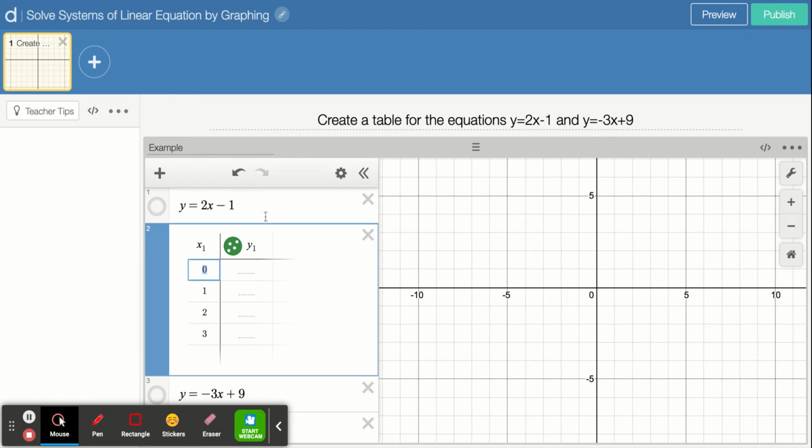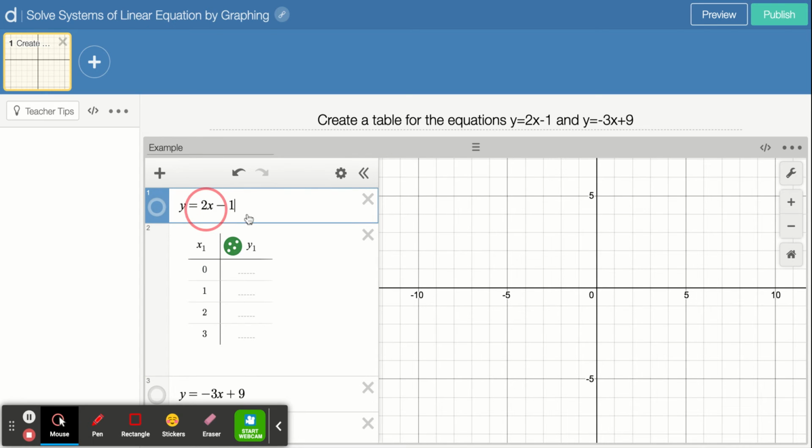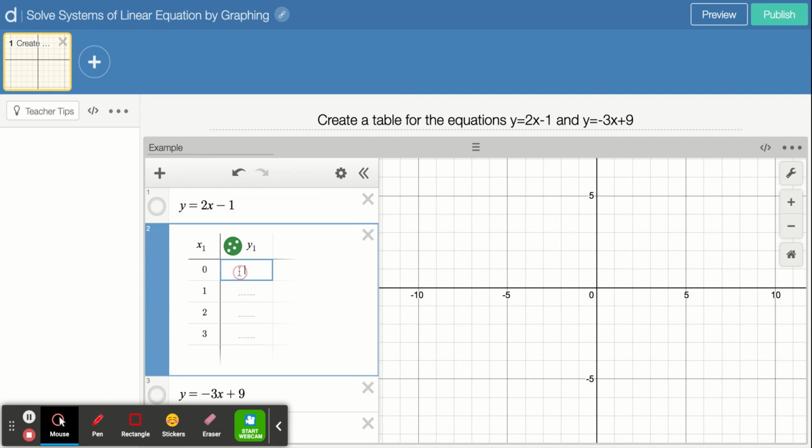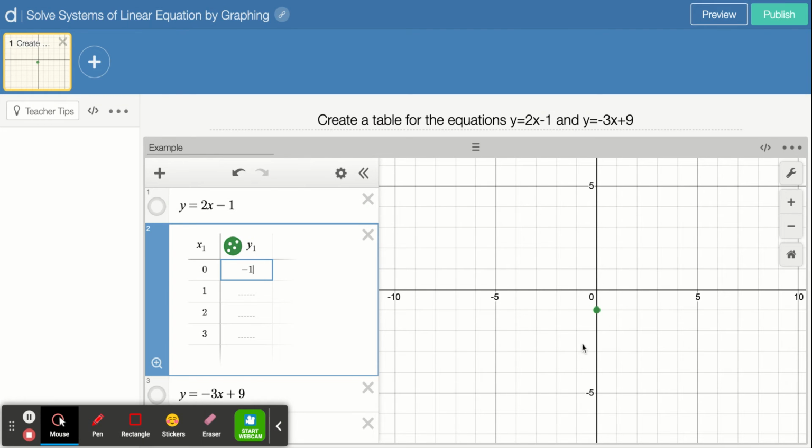So first thing I want to identify is the fact that this equation is in y equals mx plus b form. And that is helpful to me because I know that this ending value, in this case negative 1, is my y-intercept. I can plug it into my graph across from 0. And over here, I can see that it comes on my y-axis at the point negative 1.